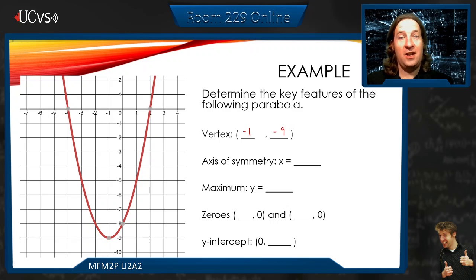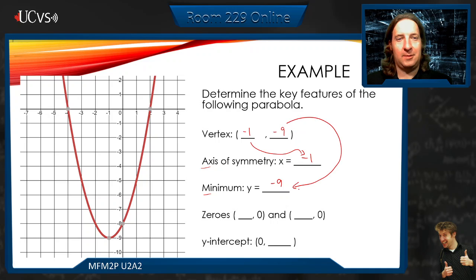Left 1, down 9 to get to my vertex. Now that I have my vertex, I can right away get my axis of symmetry and maximum value. In this case, no, this is a minimum. So the minimum value is going to be -9, and the axis of symmetry is going to be -1. We take our x value, and we take our y value, and we're done.